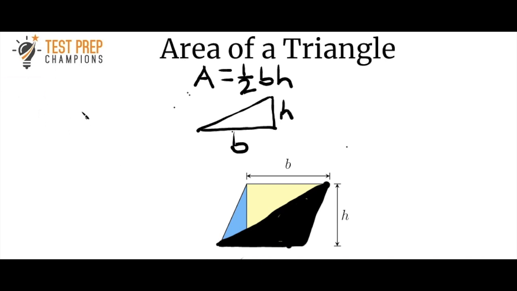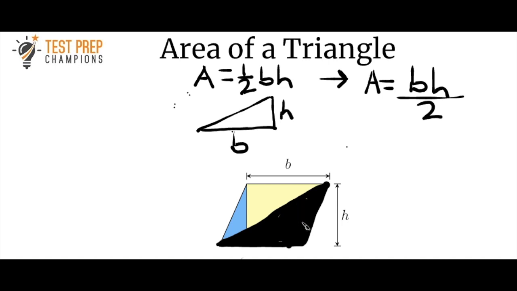Okay, we're on to the area of a triangle. And so the formula, simply put, is area is equal to half times base times height. Another way to think about that is area is equal to base times height divided by 2. Either way, it's the same thing, just two different ways of writing it. And so why does that make sense?